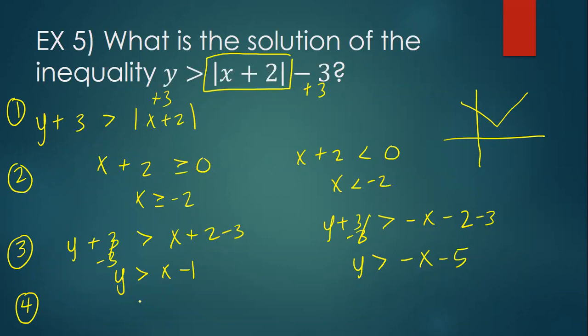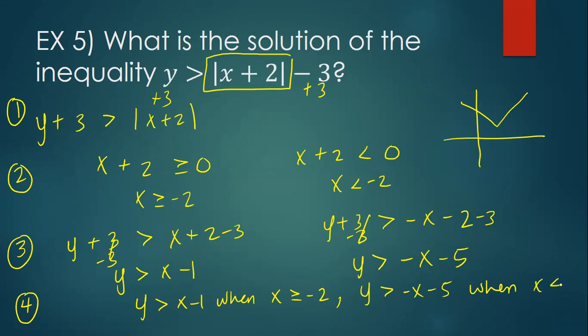So when you put it together, you're going to say y is greater than x minus 1 when I'm to the right of my vertex, which is x is greater than or equal to -2, comma, y is greater than negative x minus 5 when I'm to the left of my vertex, which is when x is less than or equal to -2.